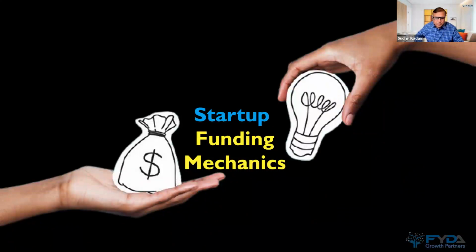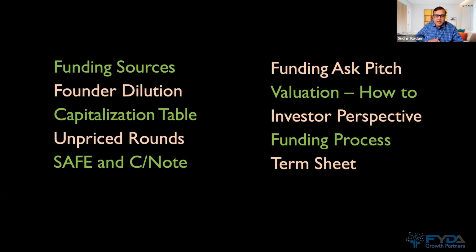So essentially what we are going to do today is talk about funding sources, okay, which was covered in that presentation, but I will briefly touch upon that. Then we will talk about dilution. I think a lot of founders don't understand how dilution works. Then, there was a request from some of you to talk about cap tables or capitalization table. So we'll talk about that.